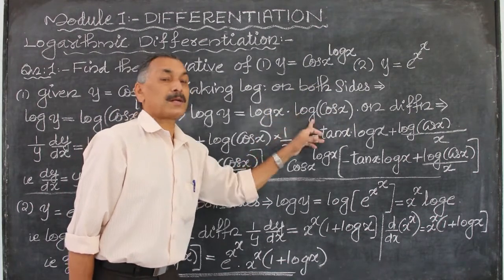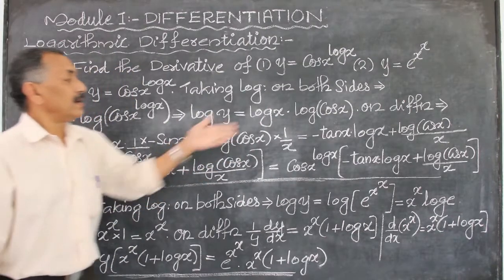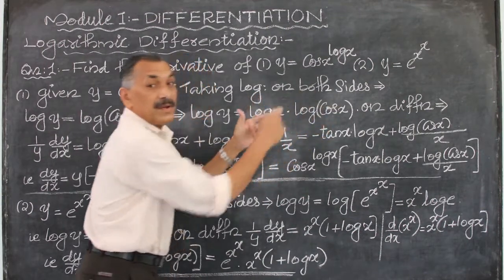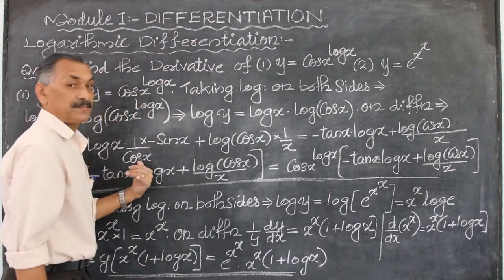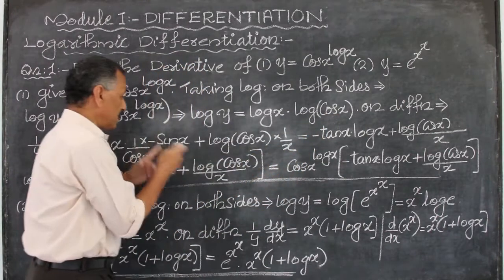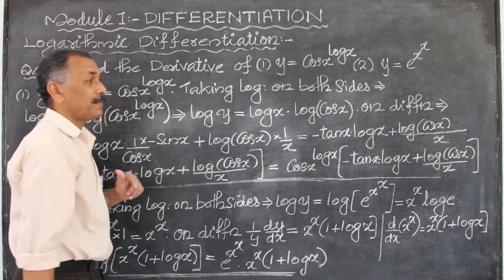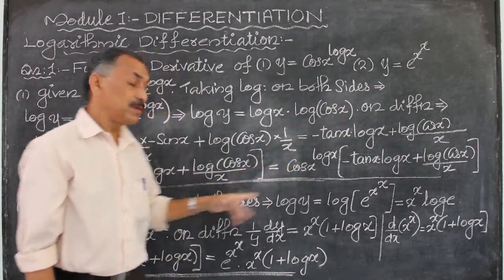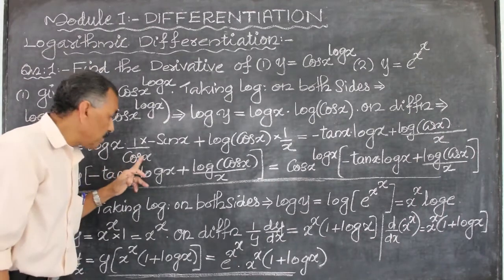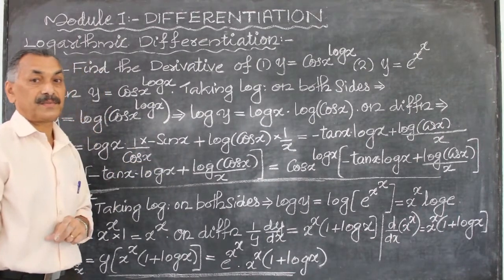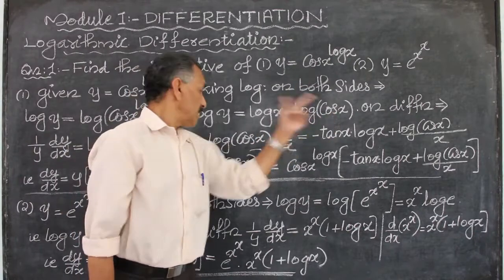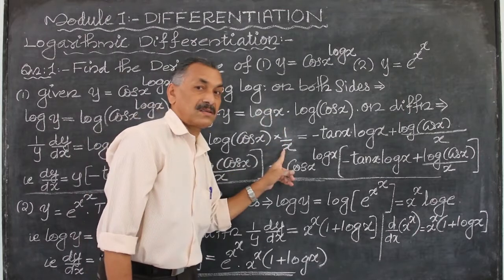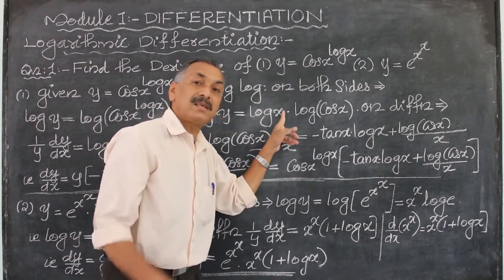Then apply the product rule. Log x into the derivative of second, the derivative of log cos x. Log u derivative is 1 by u, that is 1 divided by cos x. Then the derivative of u, cos x, is minus sin x. First into derivative of second plus second, log cos x, into derivative of first. Log x derivative is 1 by x into dx by dx. Dx by dx is equal to 1.